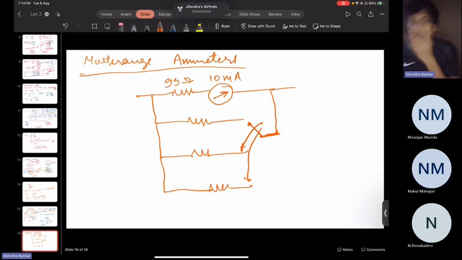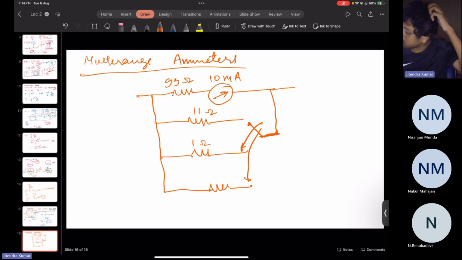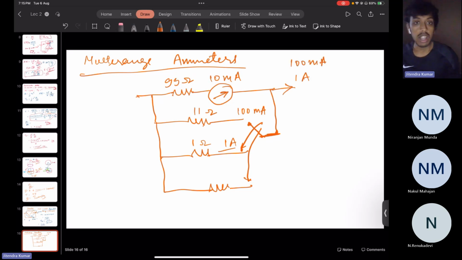So let's suppose this resistance is 11 ohm. This is 1 ohm, and with 11 ohm, this range is being extended to 100 milliampere. If you calculate, you will get the exact same value. With 1 ampere, 1 ampere will flow here, 100 milliampere will flow here, and again for 10 ampere, you can calculate this resistance. That was mentioned in the lecture. So this is the multi-range ammeter.